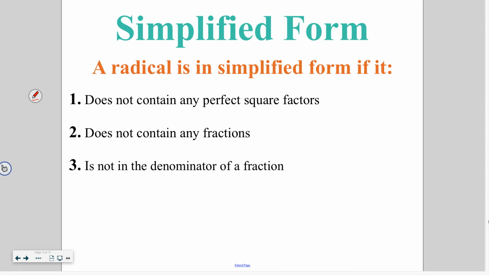When we're talking about a radical, that means anything underneath a square root. So for example, the square root of 16 is a perfect square factor because the answer to that is 4. It does not contain any fractions, so we can't have, for example, the square root of 1/2. We would have to simplify that, so there's no fractions. And we cannot have the square root in the denominator of a fraction. So you are not allowed to have 1 over the square root of 3. You would need to go ahead and simplify that even further.